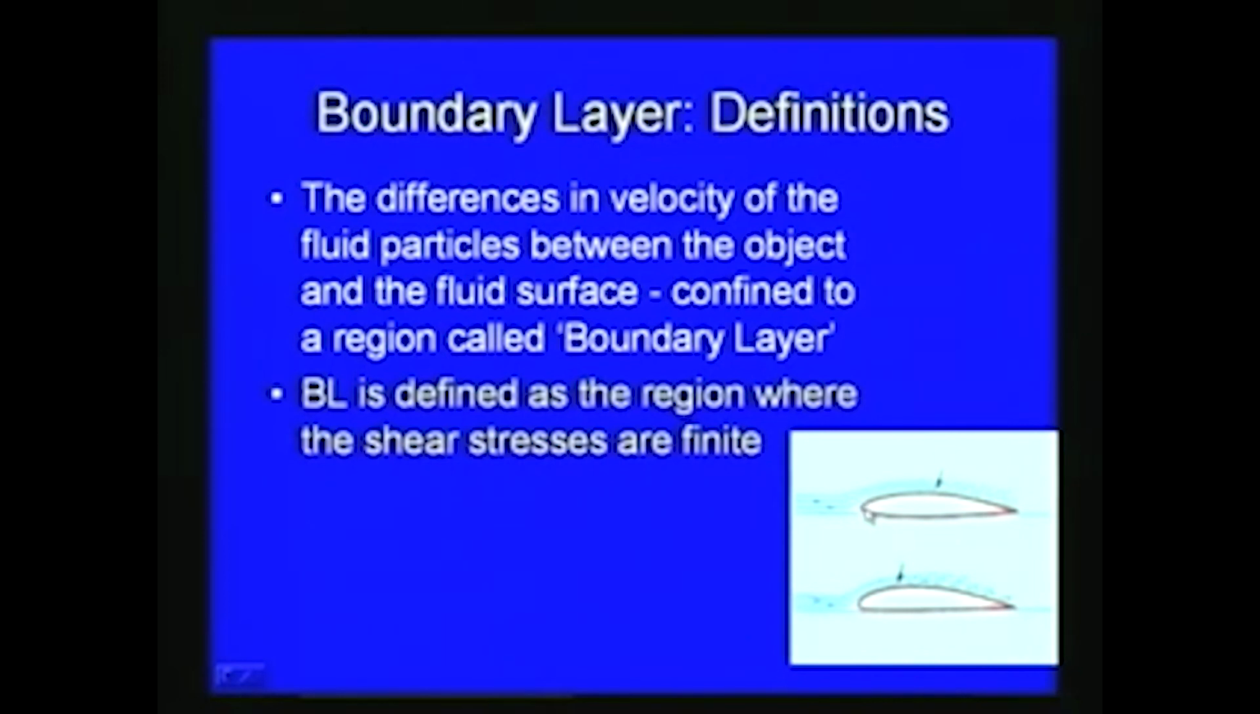If you consider a body like this, the free stream flow is coming with a free stream velocity, and the streamlines are shown here. The difference in velocity of the fluid particles between this object and the fluid surface is confined to a layer. This layer is called the boundary layer, where the shear stresses are finite, and we can analyze with respect to this boundary layer. The remaining fluid flow we can consider as a potential flow or ideal fluid flow depending upon the case. This way we can simplify the problem by considering the boundary layer and the flow beyond it.